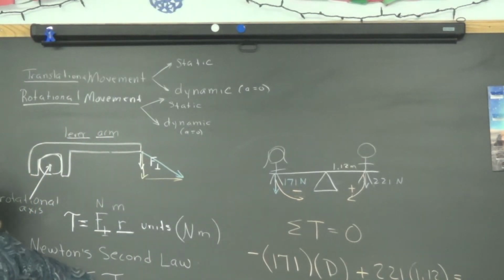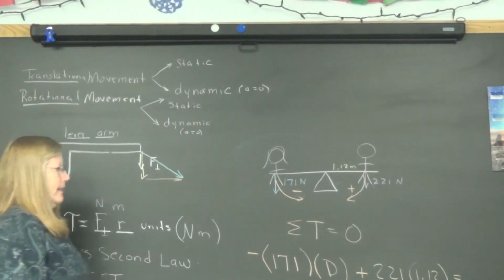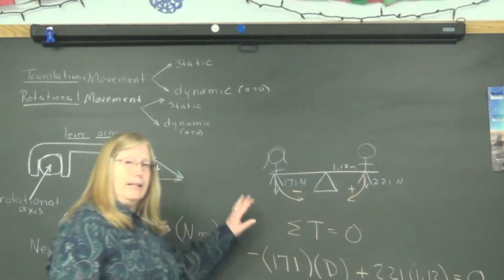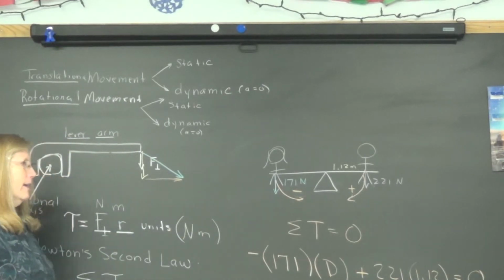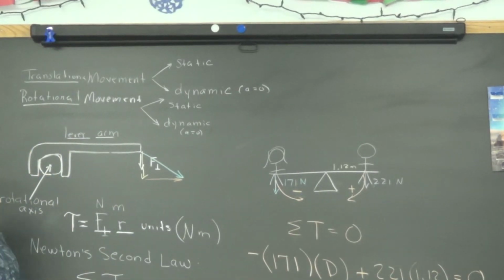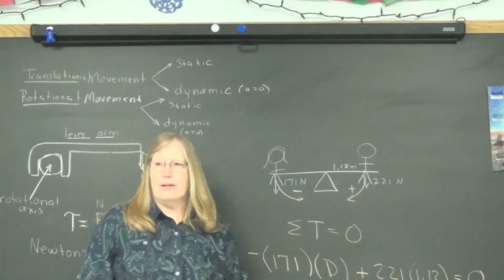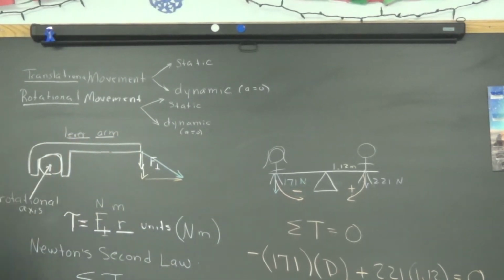What's ma going to be in this case? 0, because we're balanced. There's no acceleration. The problem stated that. So we just solve that for D. Calculator, tippy tap.